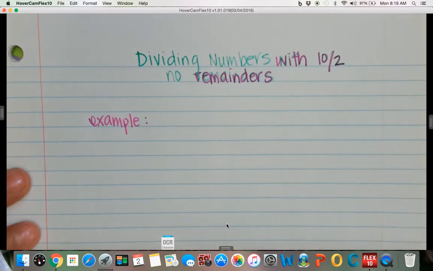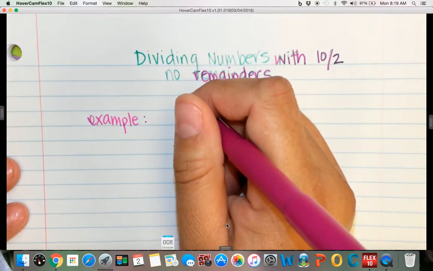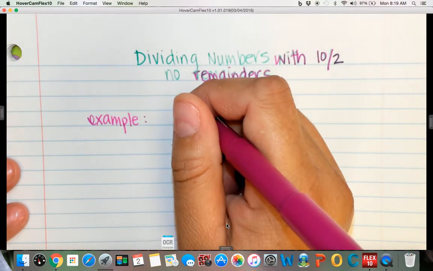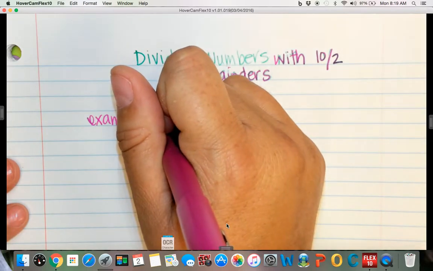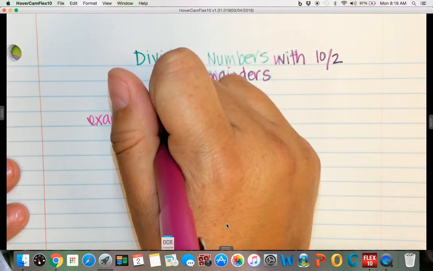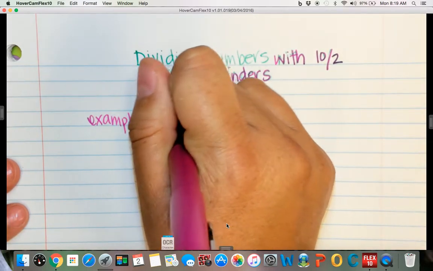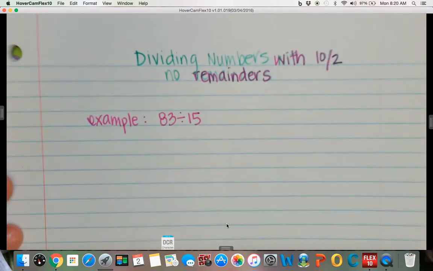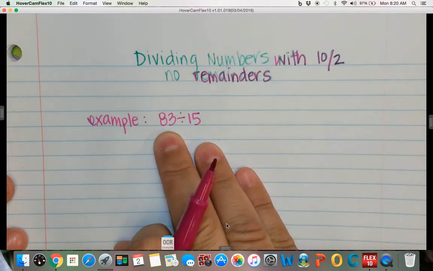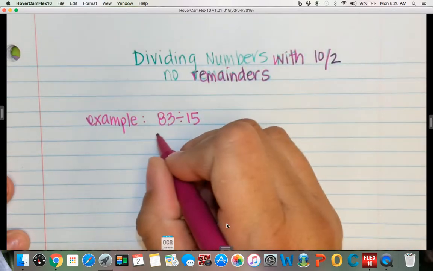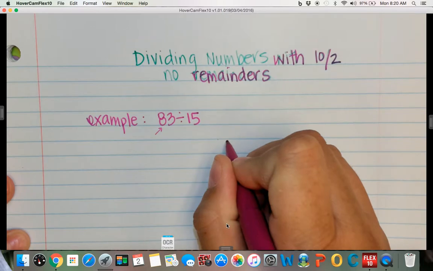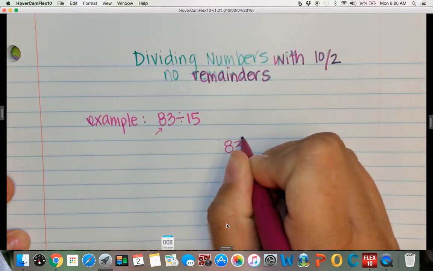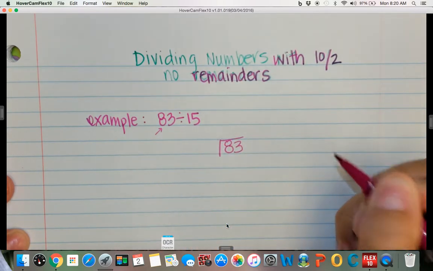Okay, example number one. Let's try 83 divided by 15. 83 is my first number. The first number is always the one that goes into my division box. It goes into the house. I call it the house.